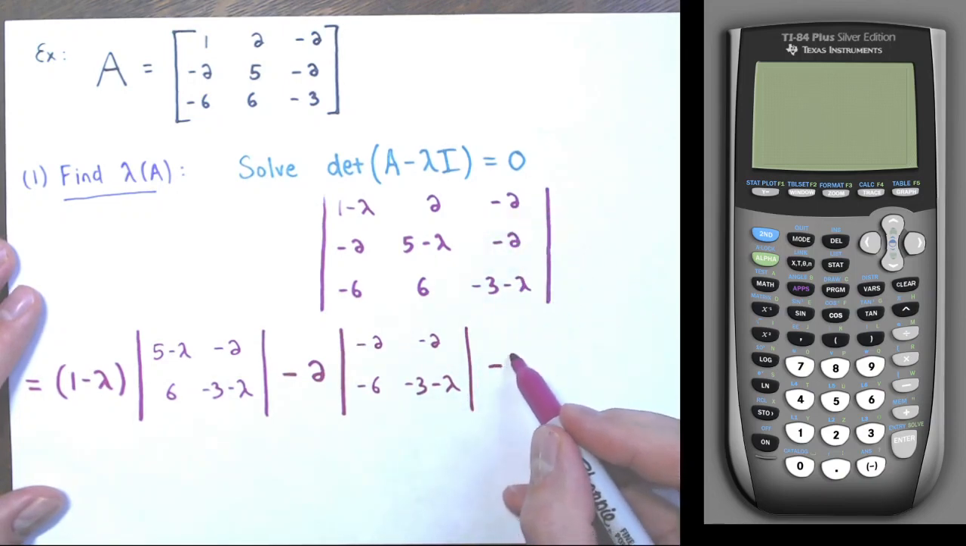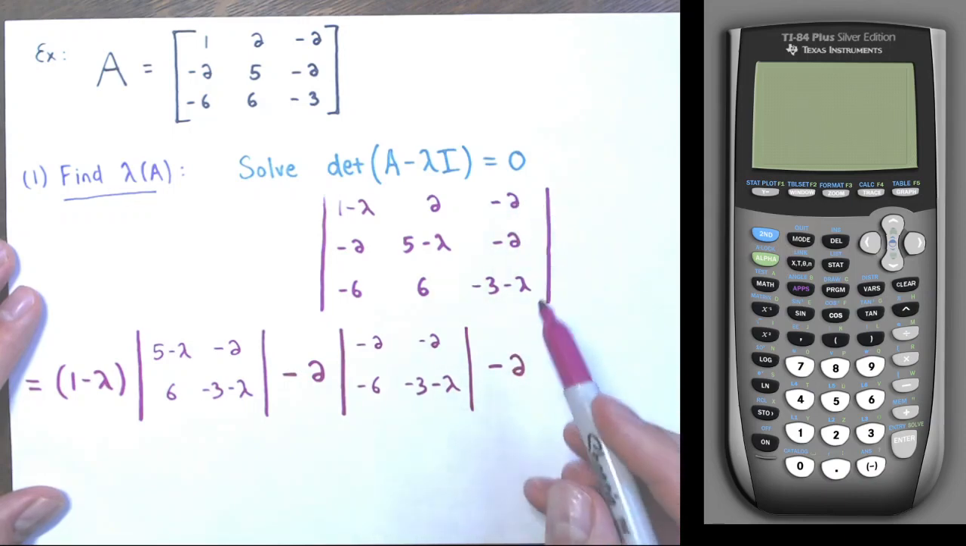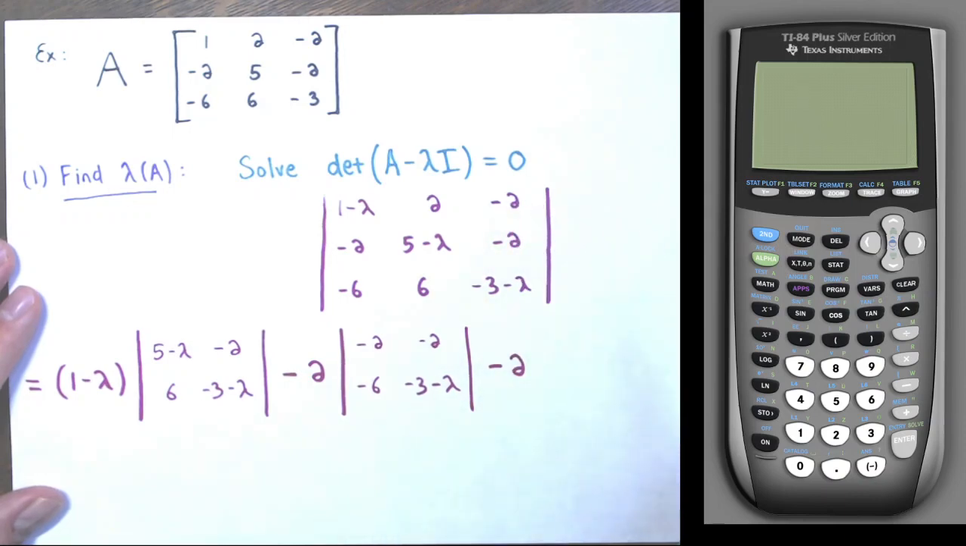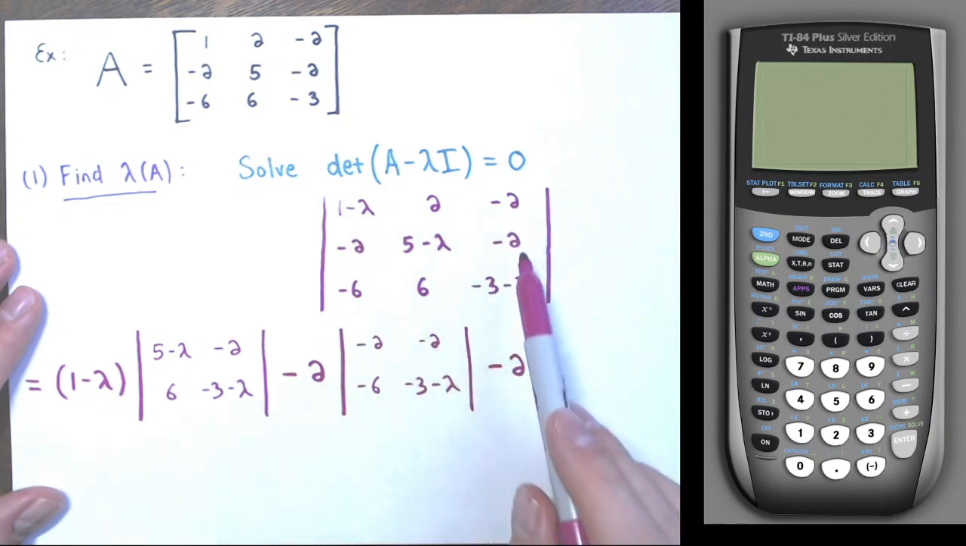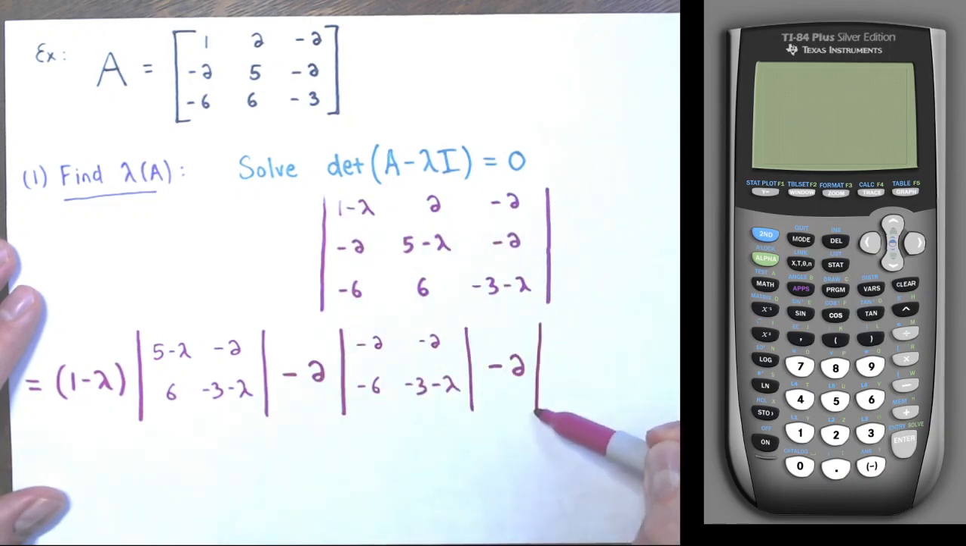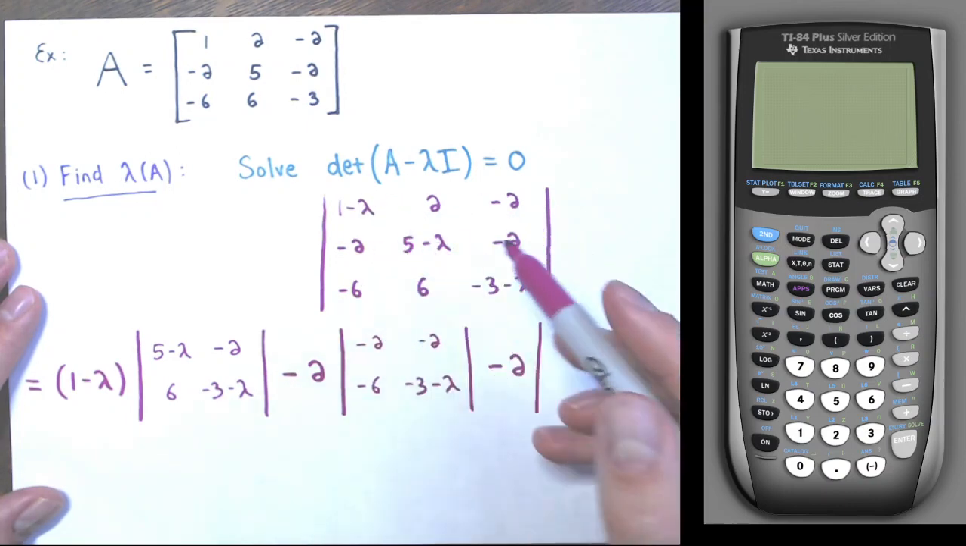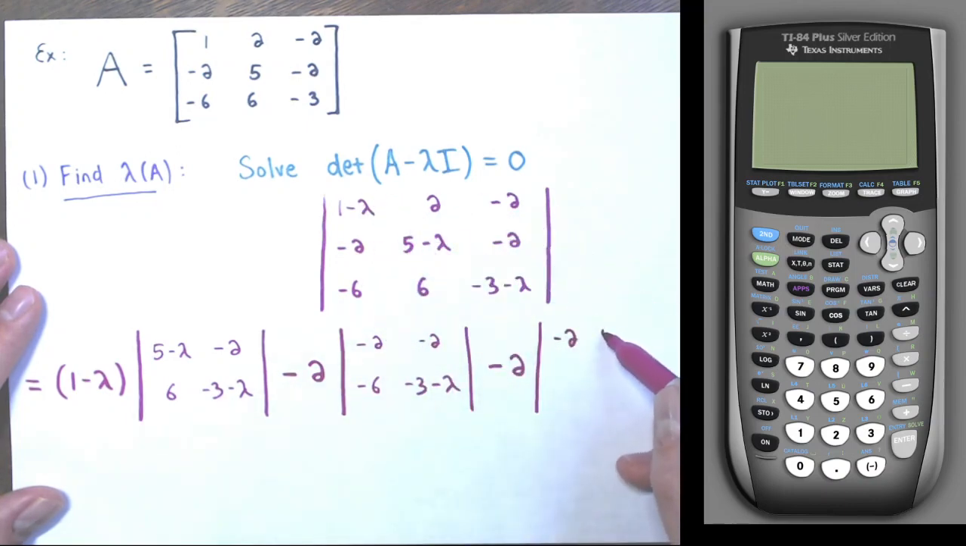And then plus negative 2 times its cofactor. So again, minus 2. The cofactor of an even position, that's first row, third column, 1 plus 3 is 4, that's even. The cofactor of an even position is just the minor, so just the determinant of the 2 by 2, getting rid of that column and that row. Negative 2, 5 minus lambda, negative 6, and 6.